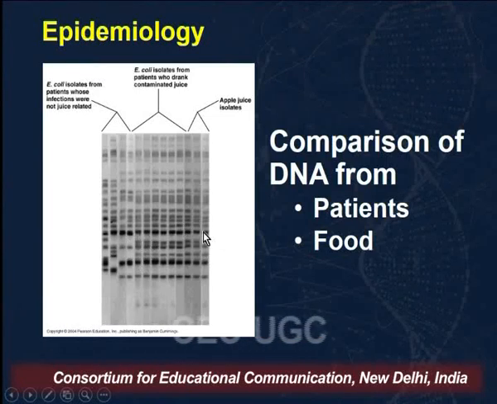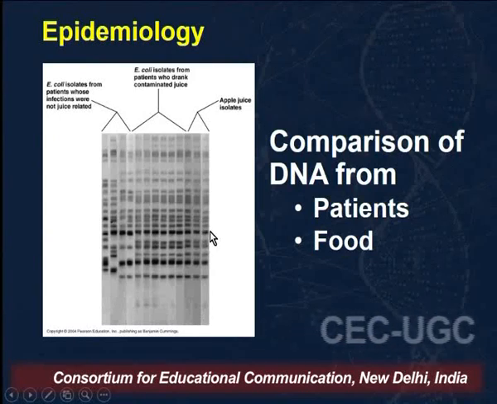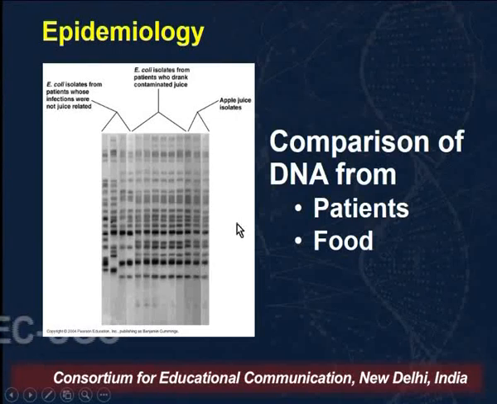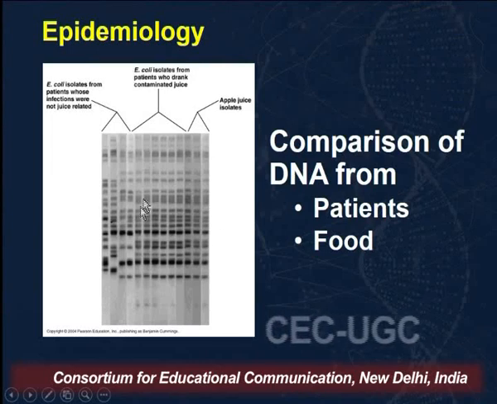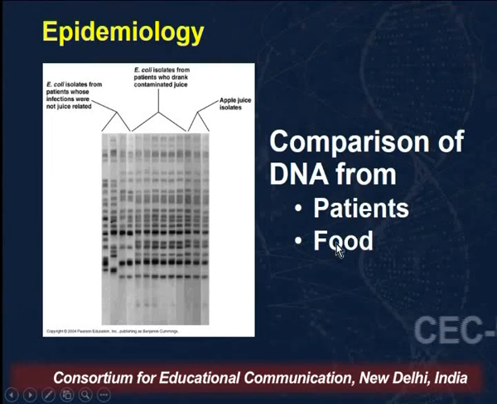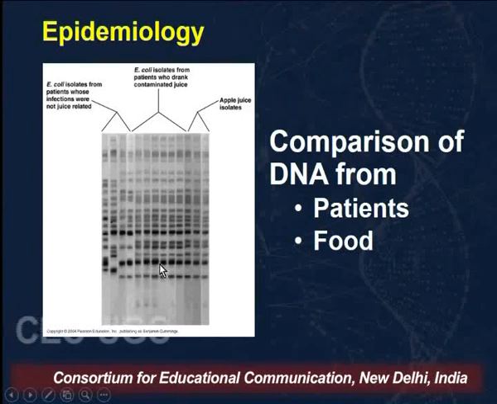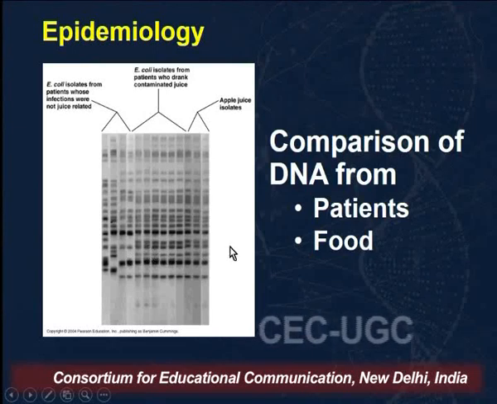However, the people who have had juice which is not containing the E. coli isolate will have a different pattern. So again, DNA fingerprinting can be used to predict this epidemiology. This is, for example, a contaminated food we are talking about, but this can be diseased conditions as well, because in diseased conditions too, the DNA pattern is going to be different.